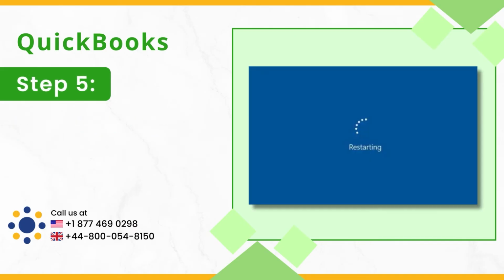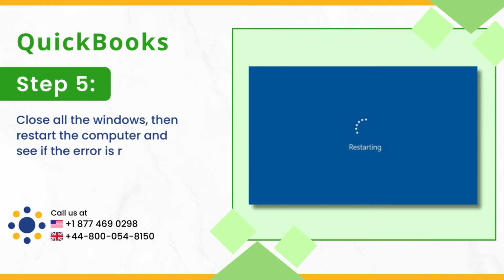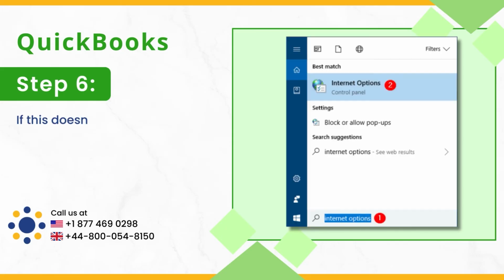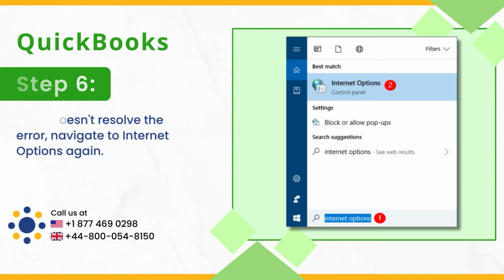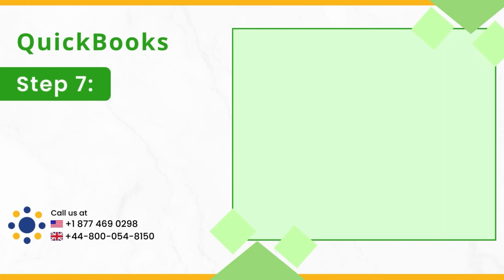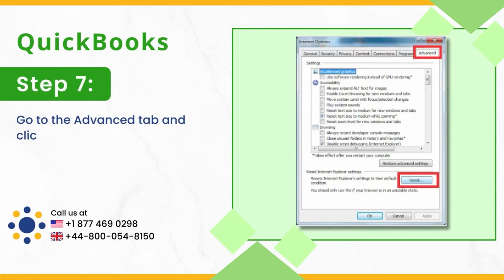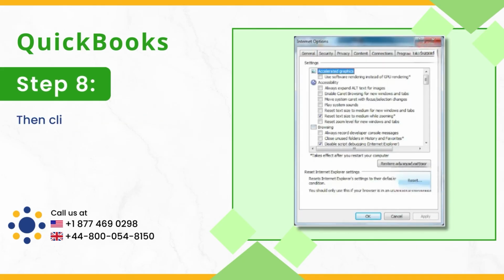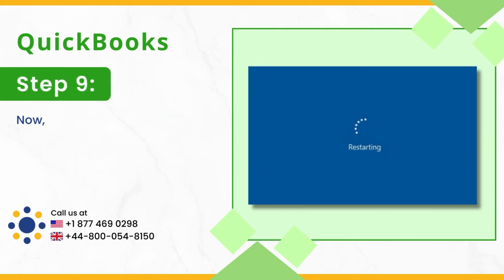Step 5. Close all the windows, then restart the computer and see if the error is resolved. Step 6. If this doesn't resolve the error, navigate to Internet Options again. Step 7. Go to the Advanced tab and click on Reset. Step 8. Then click on Apply and OK and close the windows. Step 9. Now, restart the system.